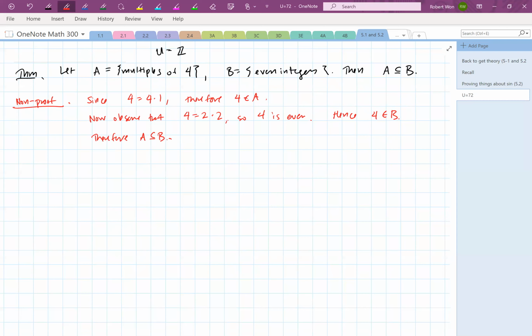Okay, this is not a proof that A is a subset of B. All it proves is that 4 is in A and 4 is in B. This is not a correct element chasing proof because I didn't pick an arbitrary element of A. I picked a specific one. I specifically picked 4, and then I used the fact that it was 4 to prove that A was in B. I need to pick an arbitrary element of A, and I can't use any property about it other than it is a multiple of 4. So what's the correct proof?